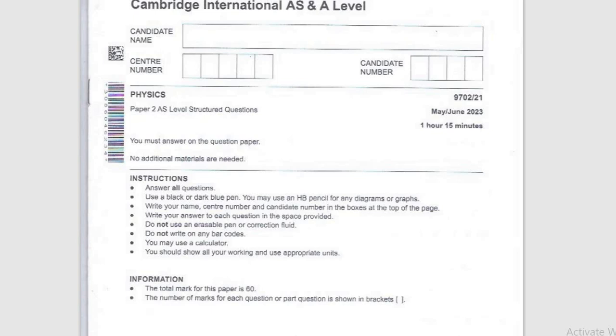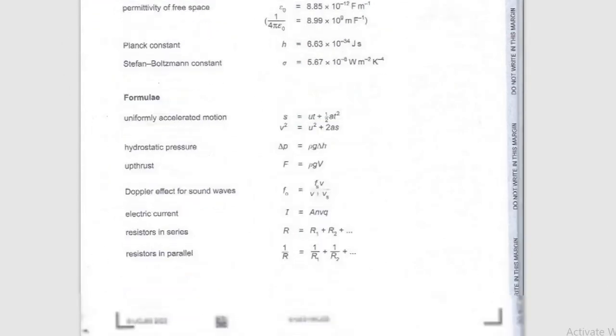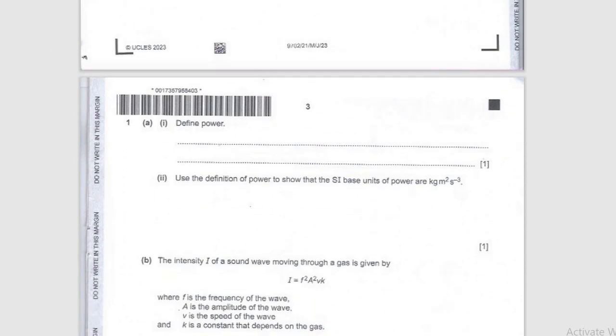Today, I'll be going through Physics Paper 2, Variant 1, May-June 2023. As you can see, these are the formula table. And the first question.